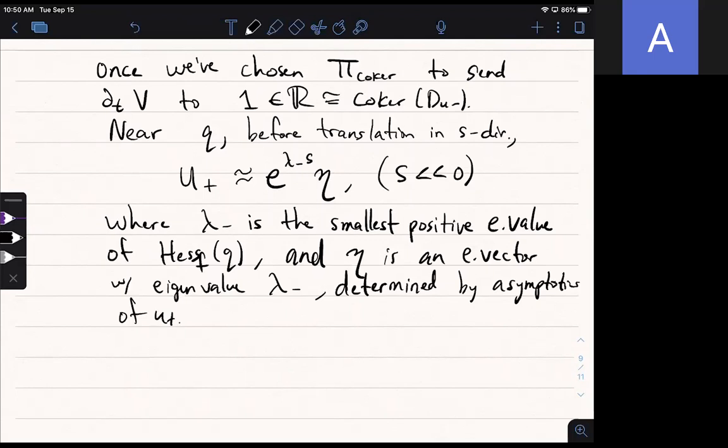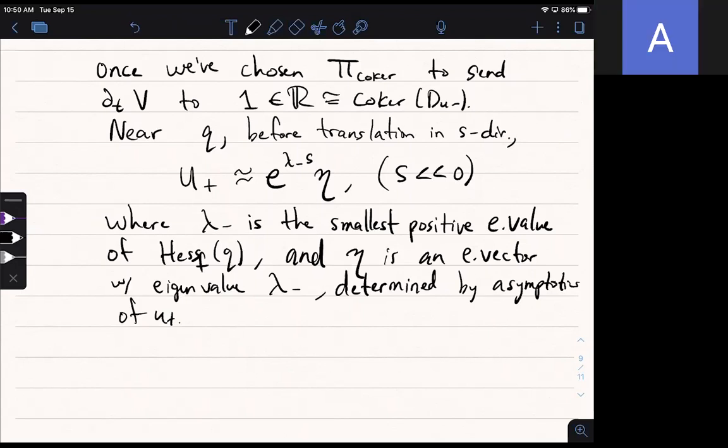Just one question. Why do you know that when you project partial t of v to the co-kernel, that's non-vanishing? I believe this is some sort of genericity assumption. Generic in a one-parameter family of data? Right. Okay. Yeah, I would intuitively expect that to follow from the same argument that allows you to assume the co-kernel is only one-dimensional. Right.